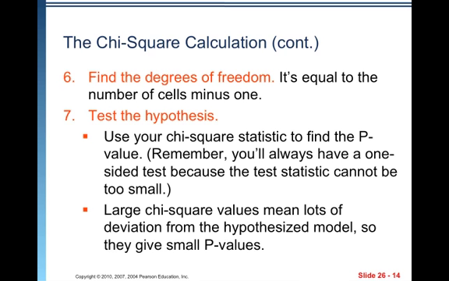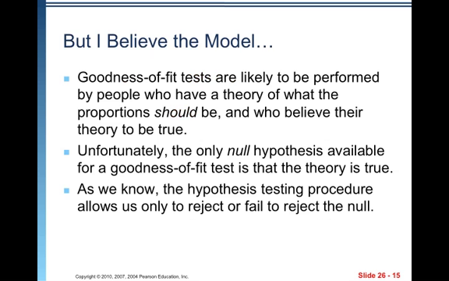And then you're going to test the hypotheses. You're going to use your chi-square statistic to find the p-value. Your calculator is going to be very helpful in this. It's going to be very helpful in finding that chi-squared value in the first place. Remember, you'll always have a one-sided test because the test statistic cannot be too small. Large chi-square values mean lots of deviation from the hypothesized model, so they will give small p-values, which will be evidence to reject your null and evidence that supports your alternative hypothesis.